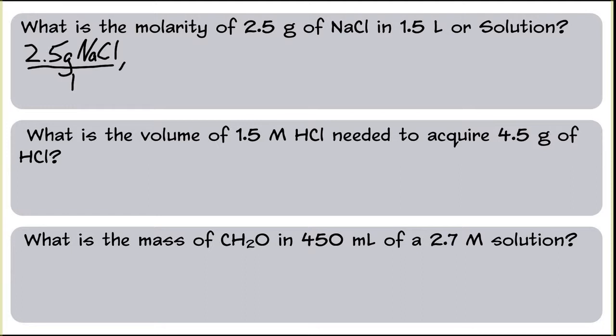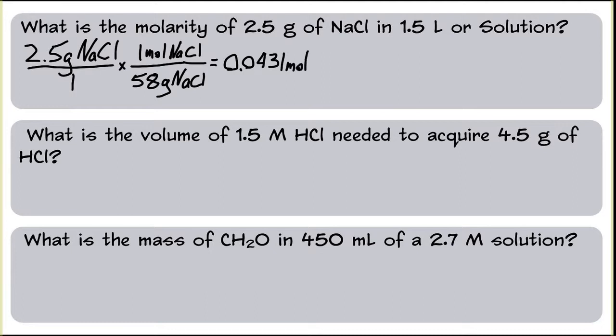And we're going to convert that to moles, and for every 58 grams, this is the molar mass for sodium chloride, we get 1 mole. And according to my calculator, I get 0.0431 moles. Whoops. Boy, today is not my day. 0.0431 moles.